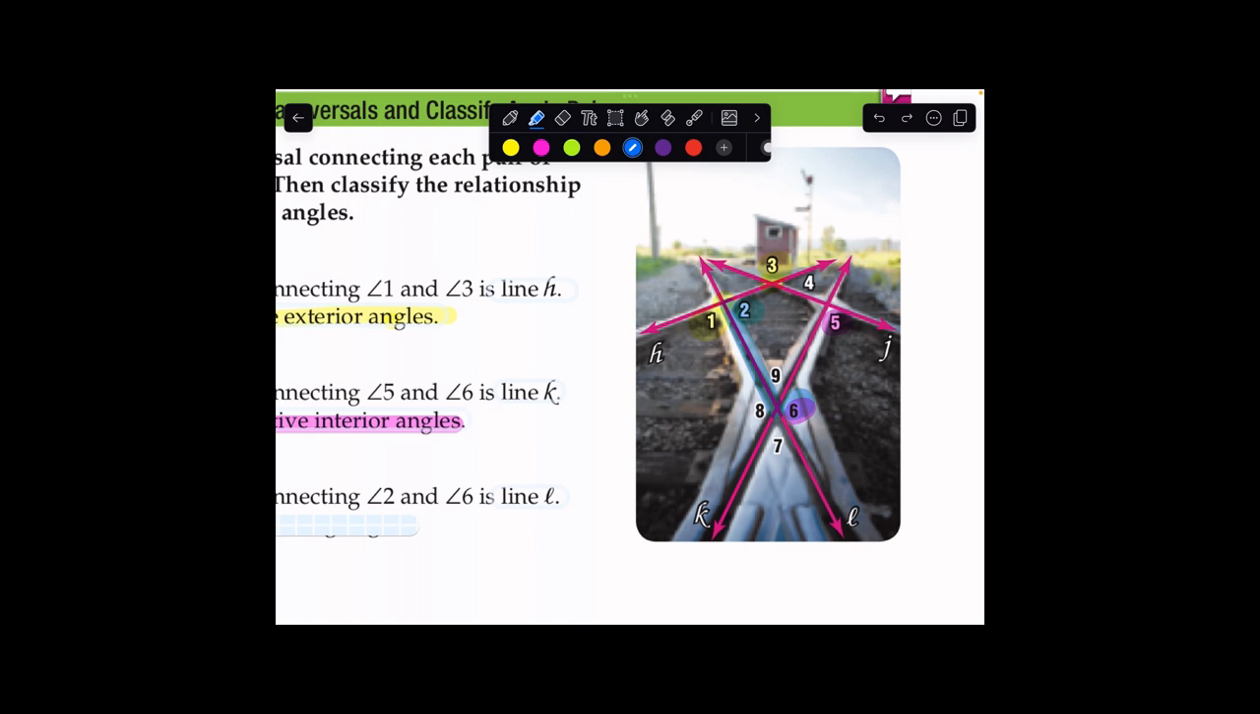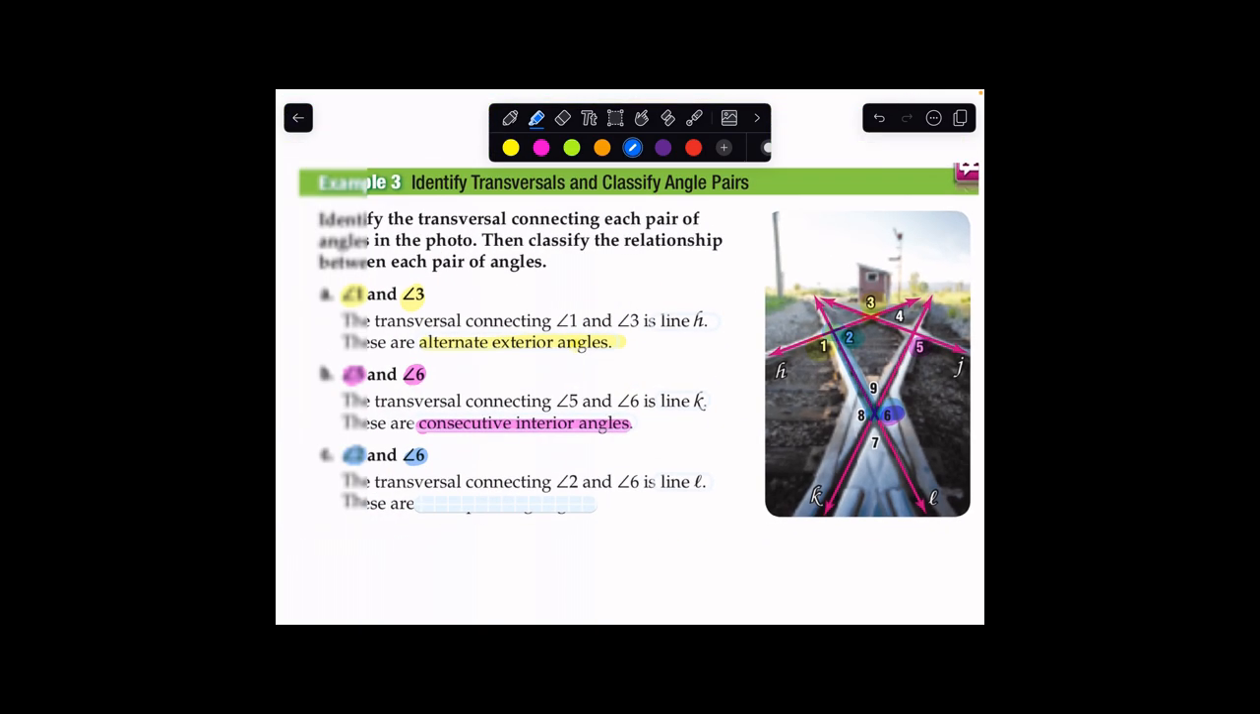And 2 and 6 are on the same side of that transversal, but 2 is interior, 6 is exterior. Notice the lines crossing there. 2 is between the lines, 6 is not between the lines. But from the vertex they are both towards the right, so they are both in the same position relative to their intersection. That makes them corresponding angles.